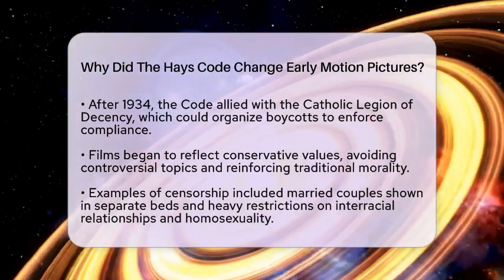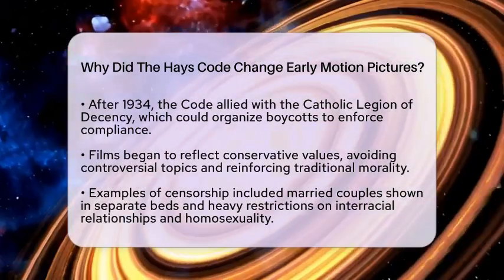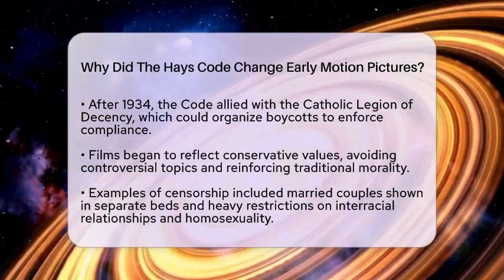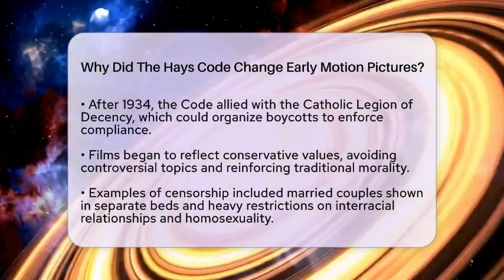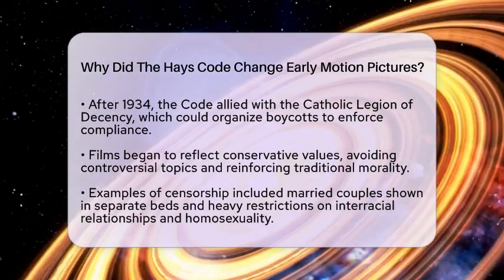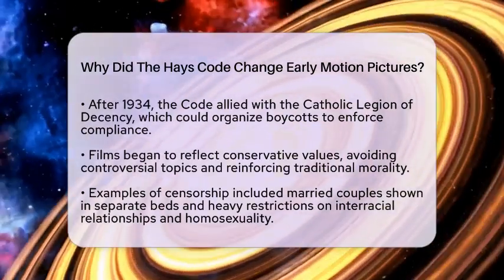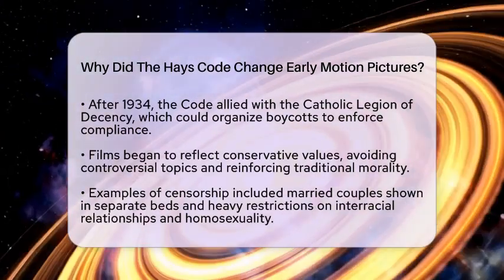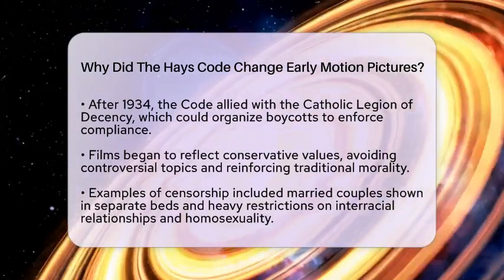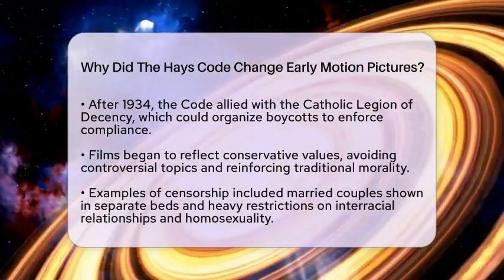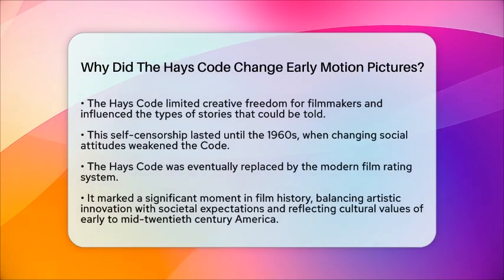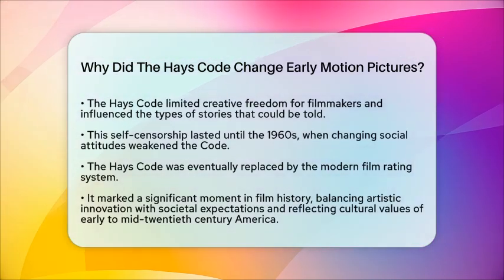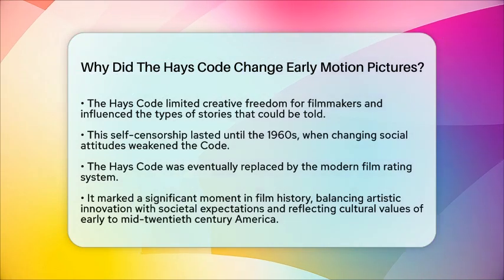The Hays Code shaped the artistic and cultural landscape of early motion pictures. It limited filmmakers' creative freedom and influenced the stories that could be told. Characters and themes were often presented in a way that aligned with the dominant social norms of the time. This self-censorship lasted until the 1960s, when changing social attitudes and legal decisions gradually weakened the code. Eventually, it was replaced by the modern film rating system.